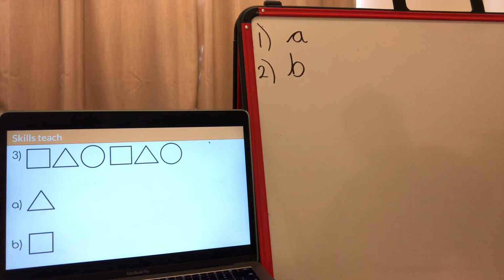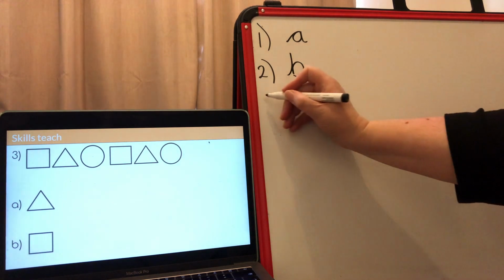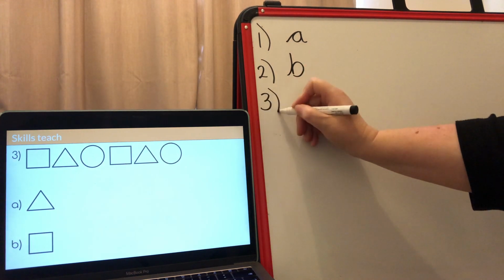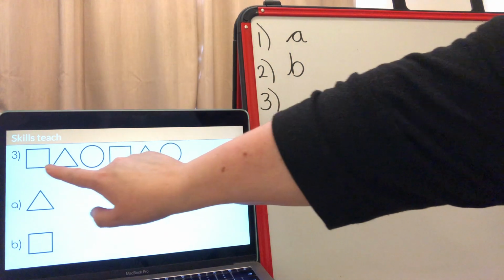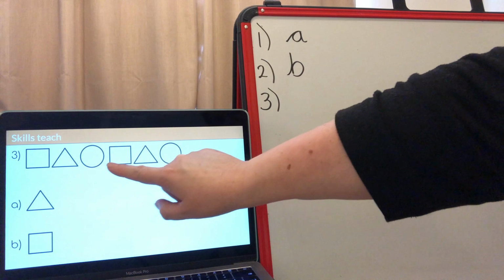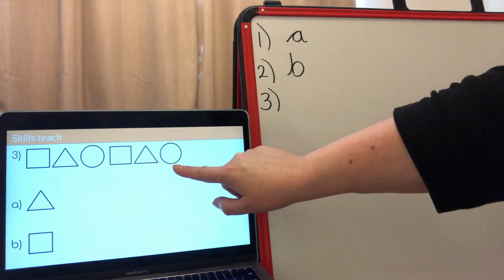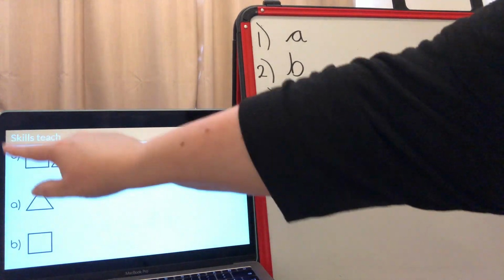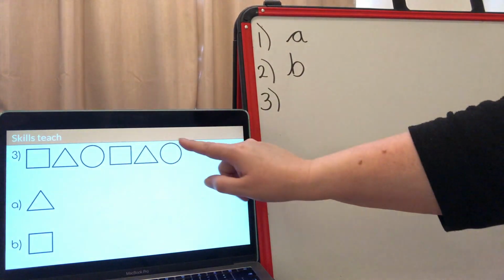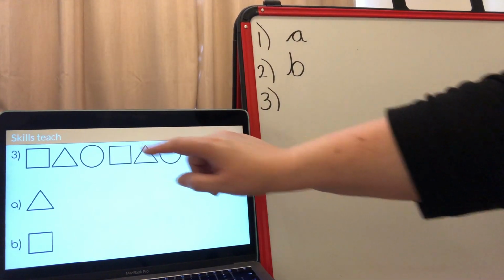Okay, number 3. What am I going to do first? That's right, I'm going to say the names of the shapes in the pattern to help me. Square, triangle, circle. Square, triangle, circle. Oh, I can see square, triangle, circle twice. Can you see square, triangle, circle? And then again, square, triangle, circle.